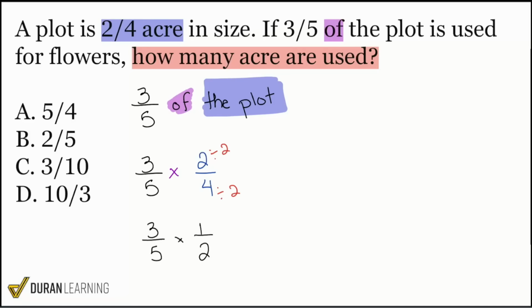So we have 3/5 multiplied by 1/2, which again, multiply straight across, and we are done. 3 times 1, that'll be 3. 5 times 2, that'll be 10. And so we have 3/10, answer choice C. And there we are.